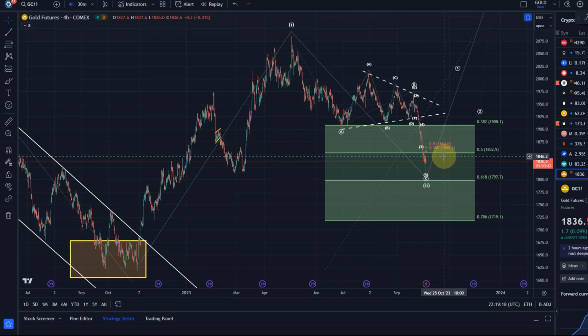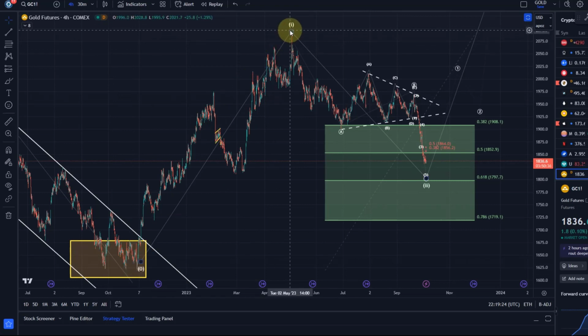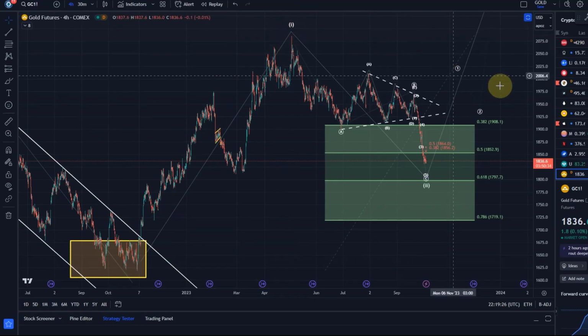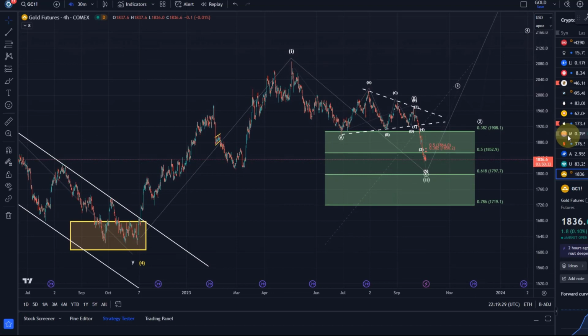So we take a look at this chart. We've got 5 waves up. I've just taken out the micro count, but we've got 5 waves up into the May highs. We've had that on the chart for quite some time, several weeks or months. And since then we had a correction. That correction is still unfolding, but it might get towards the end.